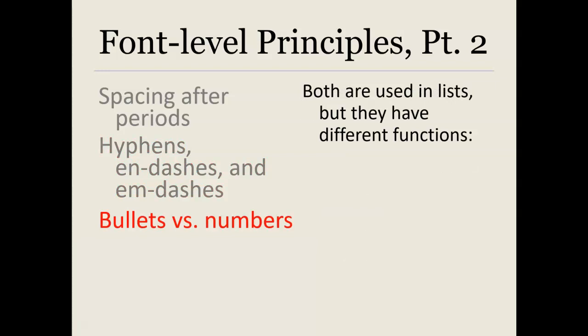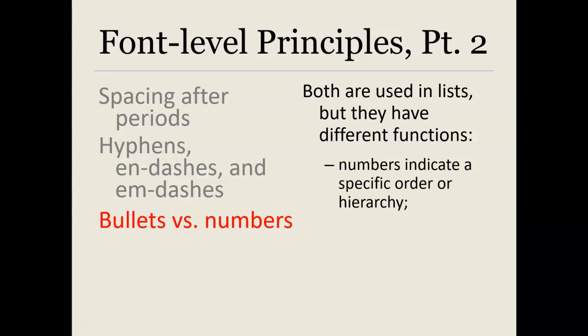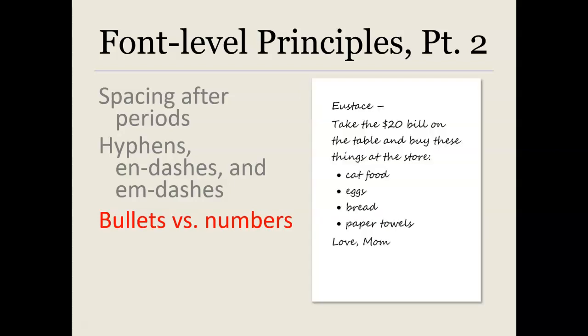Bullets and numbers. You need to know the difference. Both of these things are used in lists, but they have different functions. A number is going to indicate an order or hierarchy. A bullet will indicate everything that has a bullet is of equal importance, and they can be shifted around. For example, Eustace, take the $20 bill on the table and buy these things at the store. Cat food, eggs, bread, paper towels, love Mom.